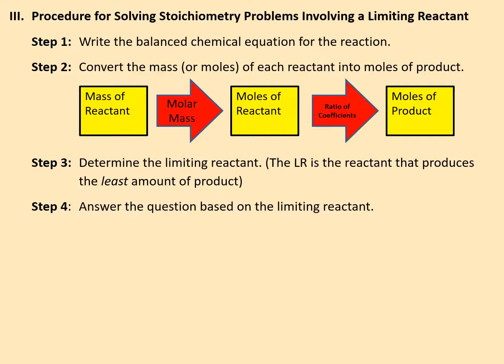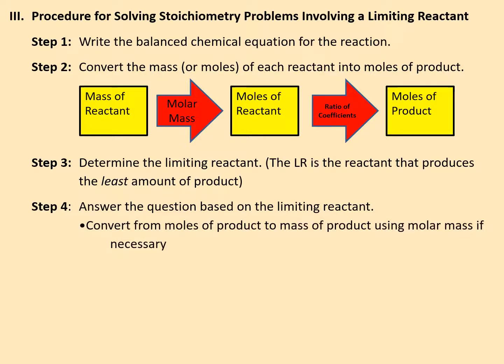Next, we need to answer the question based on the limiting reactant. Now, different problems will ask you to find different things, but the typical stoichiometry problem will ask you to find out how much of a given product will be produced. Now in step 3, you found out how many moles of a given product could be produced. So you may be able to answer the question in the problem. But you may have to take the additional step of converting the moles of product to mass of product, using the molar mass if that is asked for.